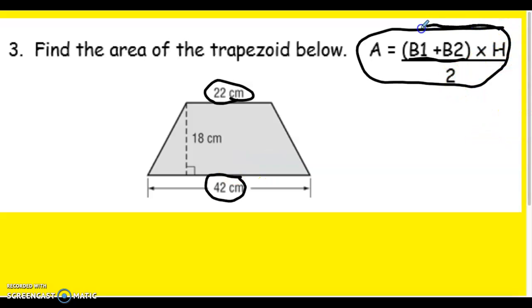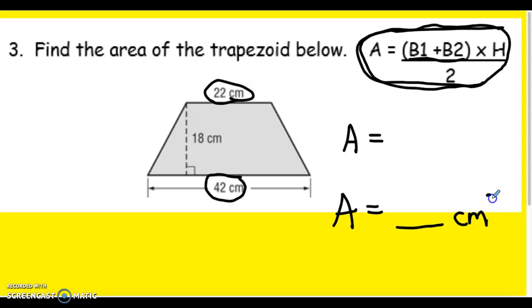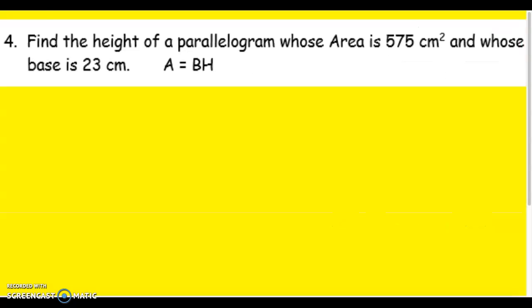So again, this is your first line. Your second line is going to be where you plug in all those numbers. And then the last line is going to be the answer with whatever the answer is and centimeters squared. Okay, because area is always expressed in square units.